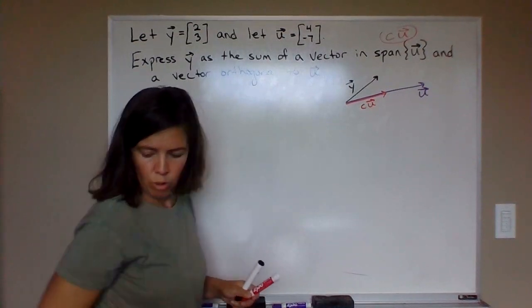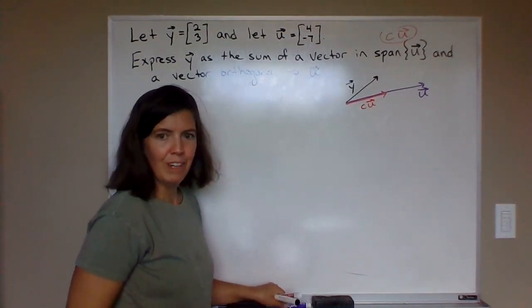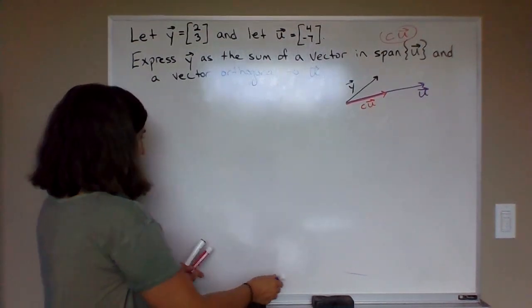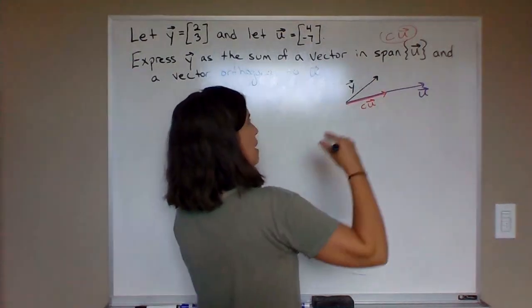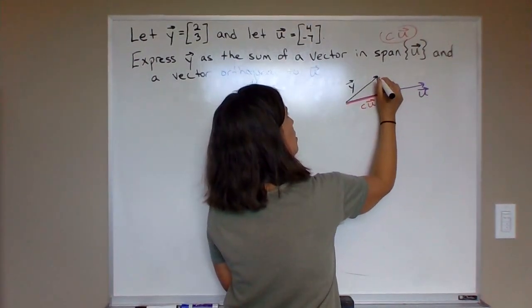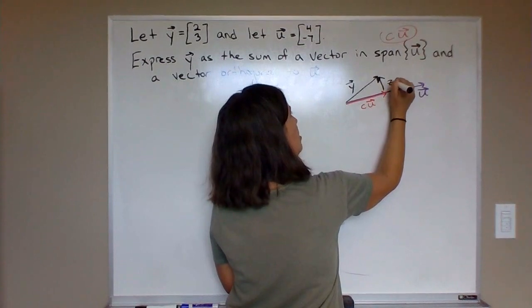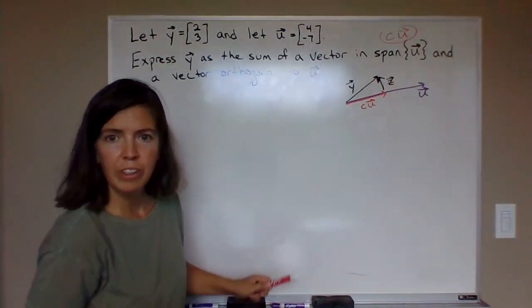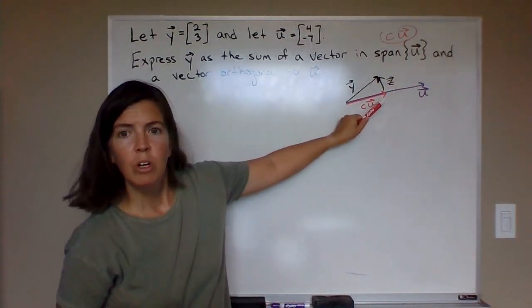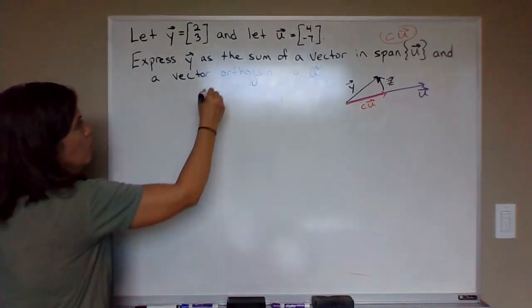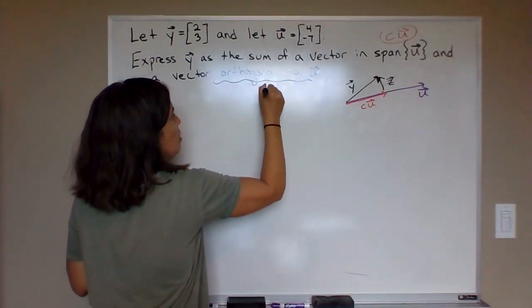And a vector orthogonal to u. I'm looking around for what color I can use. I'm just going to have to use black here. So I'll call this z, since that's what I called it in the written explanation. So there's our vector orthogonal to u. So the one orthogonal to u is the one I'm calling z for now.